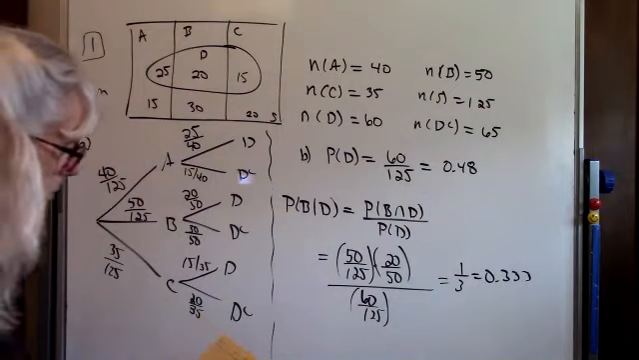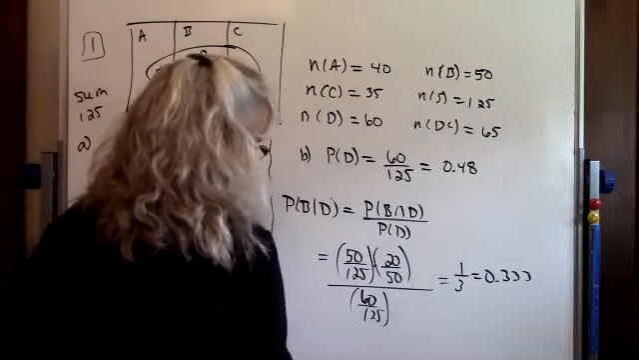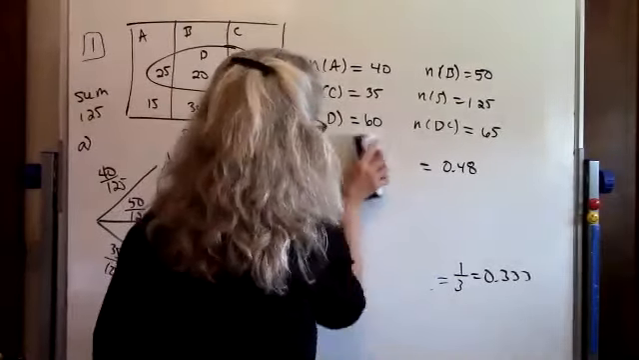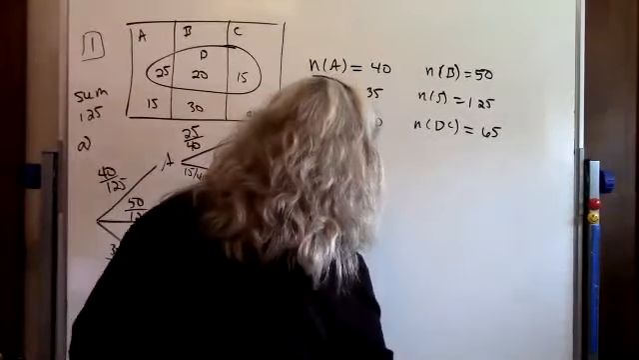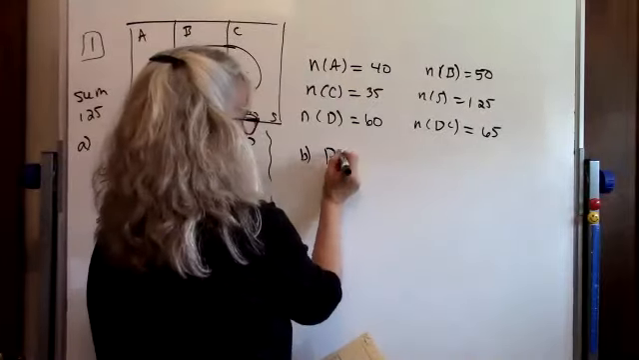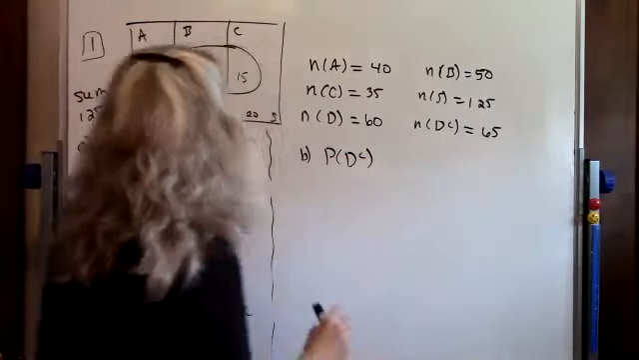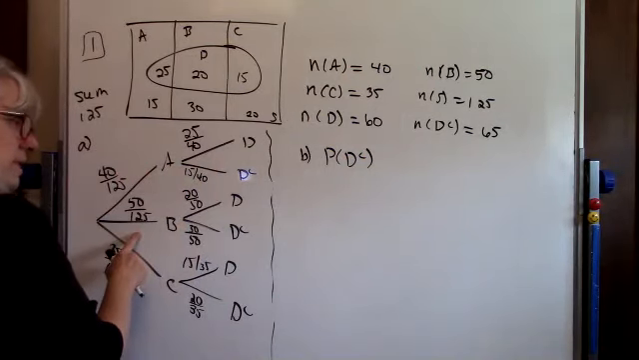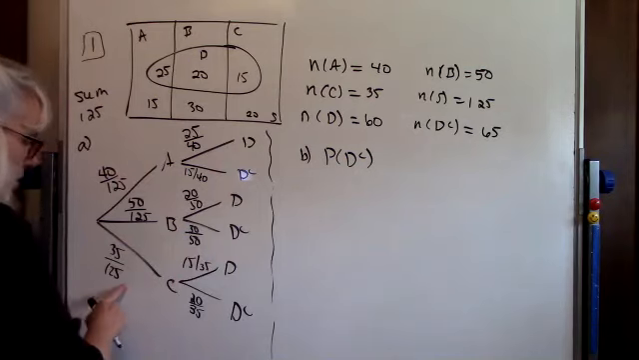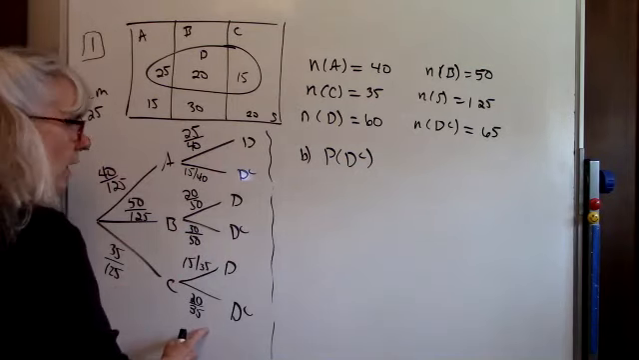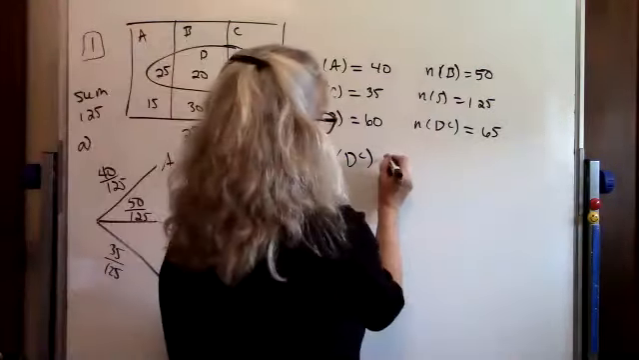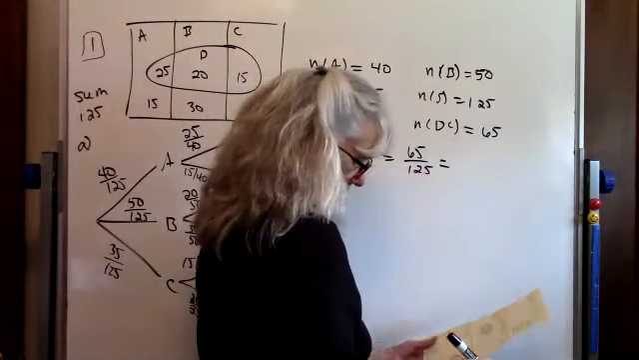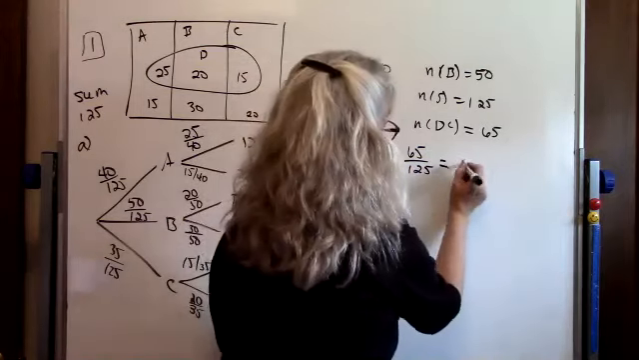Okay, what if we look for the probability of D complement? Again, I can come in and multiply 40 over 125 times the 15 over 40, 50 over 125 times 30 over 50, 35 over 125 times 20 over 35, or I can use the fact that D complement is 65 out of the 125, which gives me 0.52.